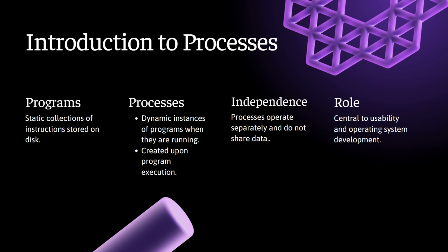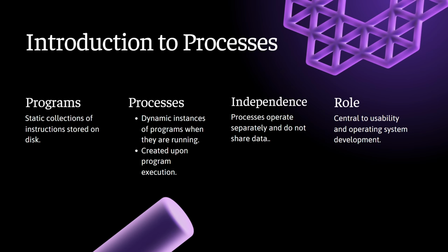While a computer program is a static collection of coded instructions stored on a disk, a process is an abstraction representing the program when it is running. A process is created when a program is executed. These processes are not only central for the usability of a computer, but they are the building blocks of an operating system. Managing these processes is central to operating system development.